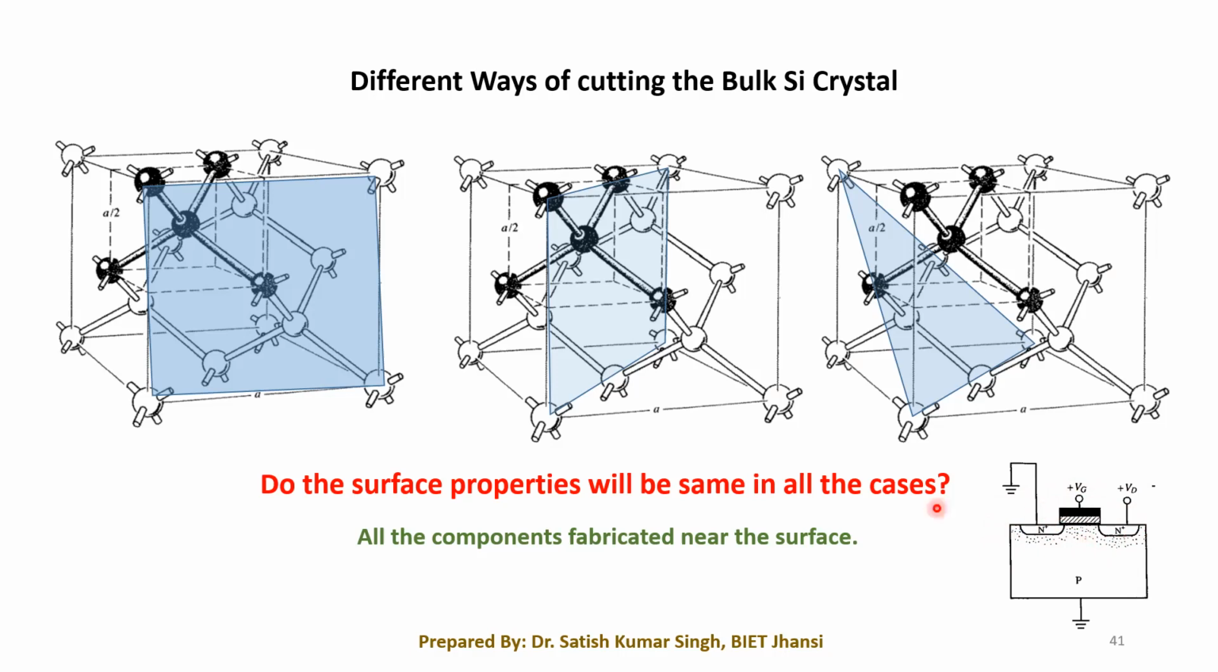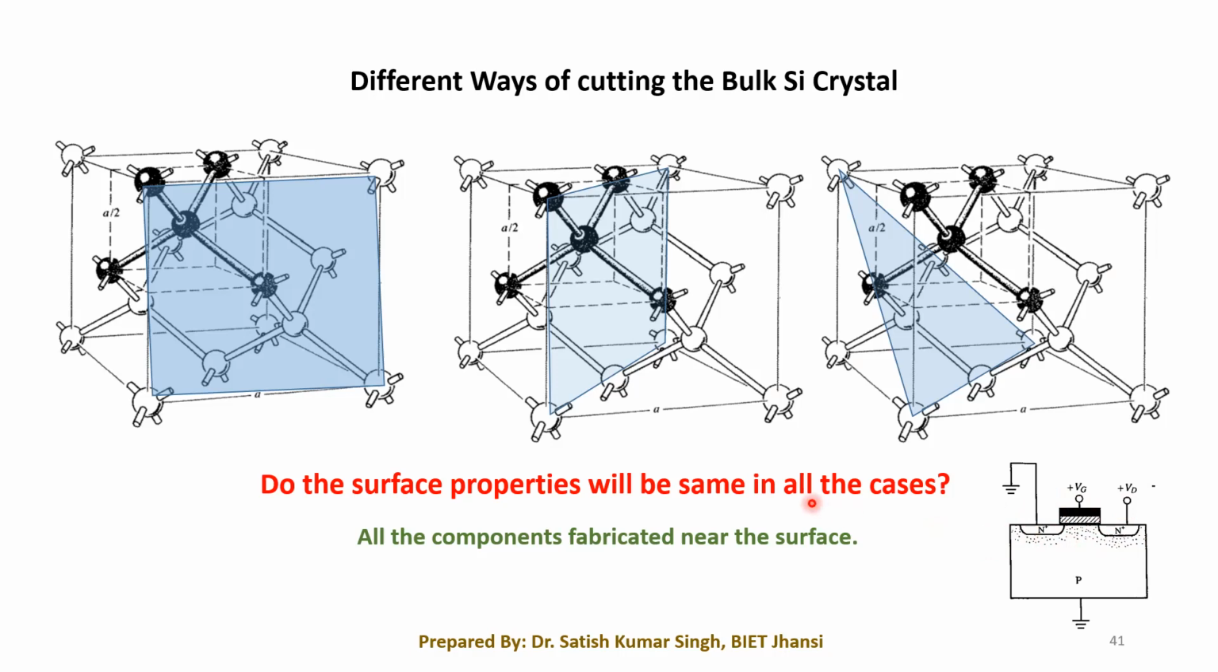Because once we cut the crystal, whatever surface is going to be exposed, that surface is very much important, and that's why we are saying the surface property is very important, because all the devices are going to be fabricated near the surface. So if you have understood up to this point, then we can move on to the next slide.